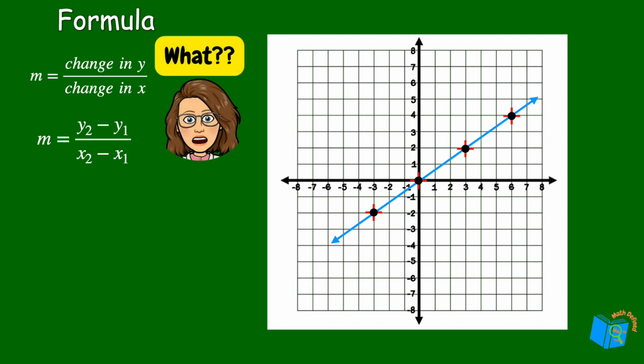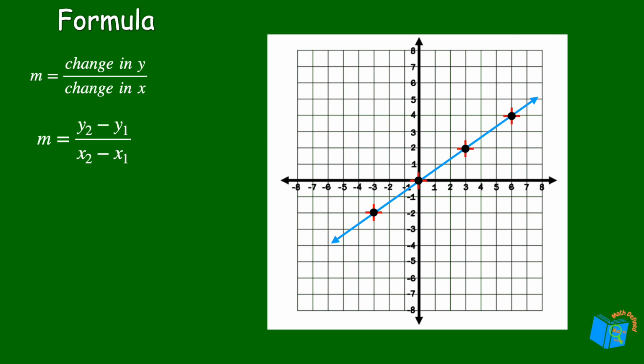I know this probably looks very confusing. The numbers just represent the point you are using. So let's say that this will be point 1 and this will be point 2. Next, I need to identify the ordered pair for point 1, which is positive 3, positive 2, and the ordered pair for point 2 is positive 6, positive 4.